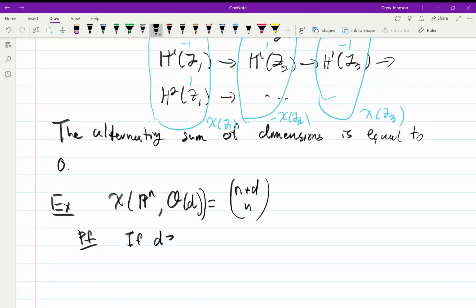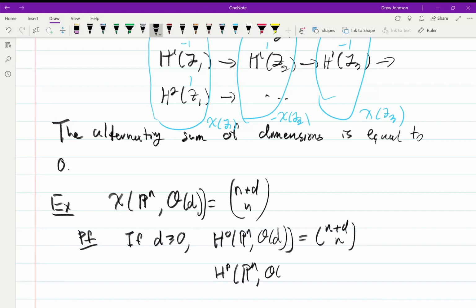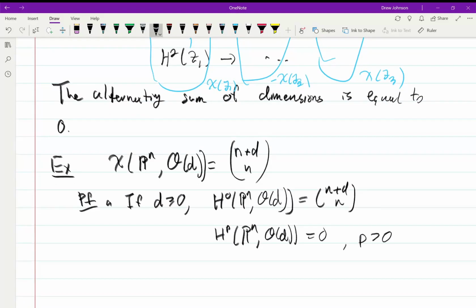If d is bigger than or equal to 0, then we already know that h0 of Pn, O(d) is n plus d, choose n, and we also know that all the other ones are 0, for all p greater than 0. So we get exactly what we want.